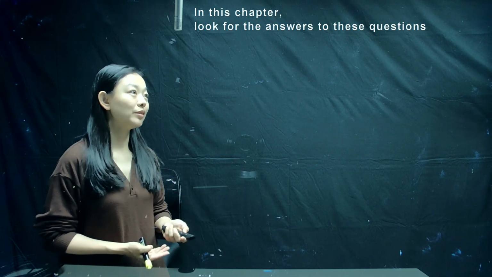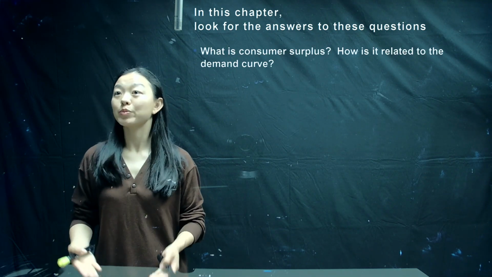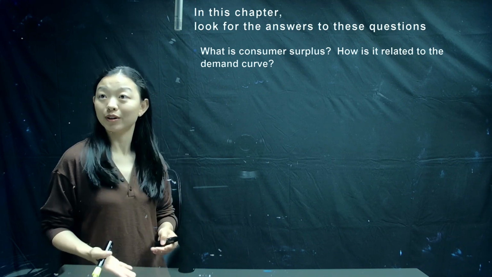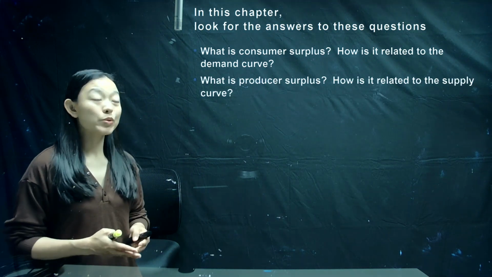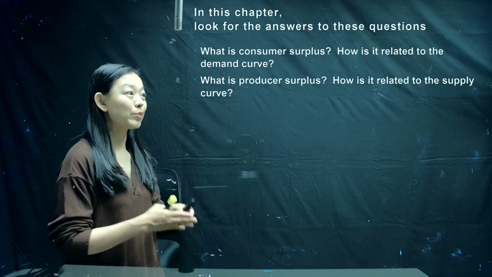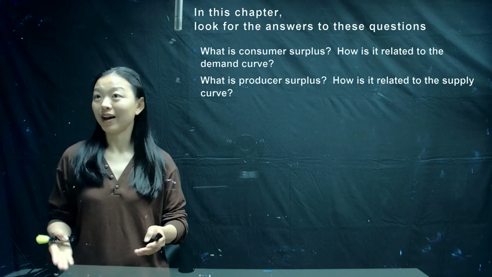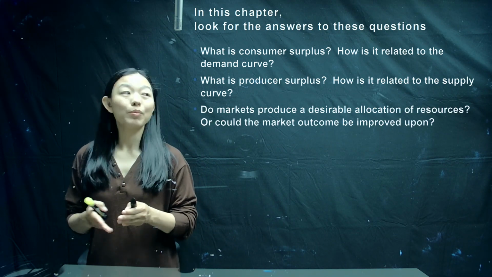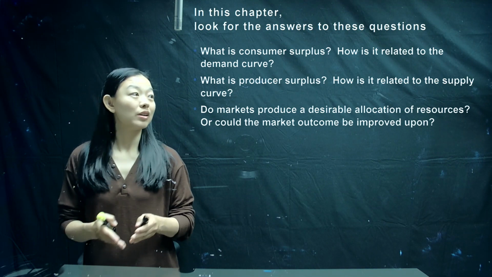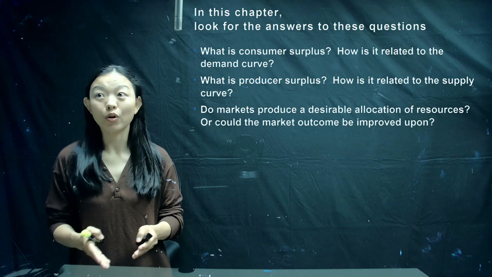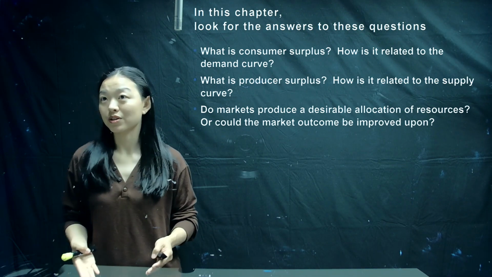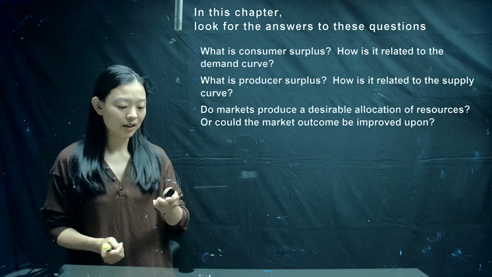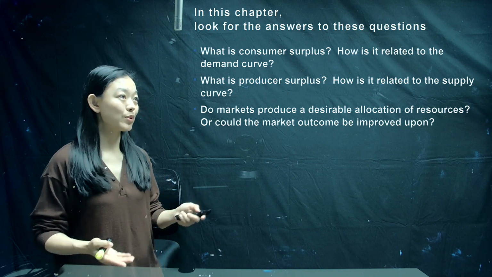The first one is: what is consumer surplus and how does consumer surplus relate to the demand curve? What is producer surplus and how does producer surplus relate to the supply curve? And at the end, we would like to learn: do markets produce a good outcome or allocation of resources? And could the market outcomes be improved or not? So let's look at how we can solve those questions.